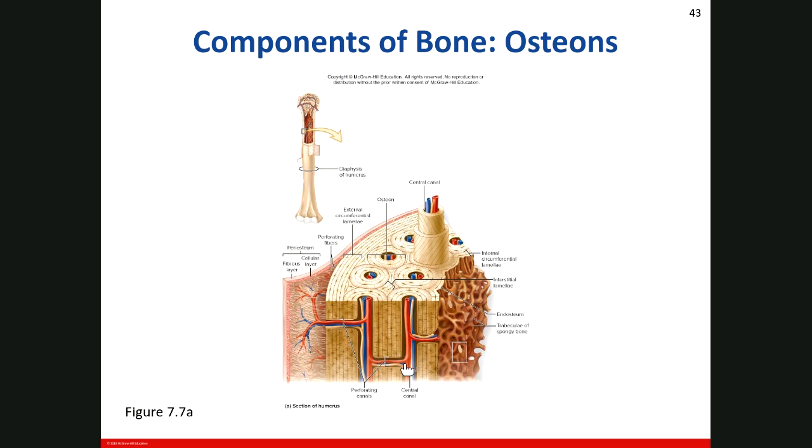can connect the central canals together. We call them perforating canals or Volkmann's canals. They resemble central canals in that they also contain blood vessels and nerves. However, perforating canals run perpendicular to the central canals as you see here, and they help connect these central canals together.